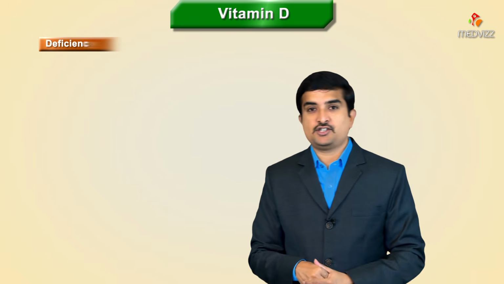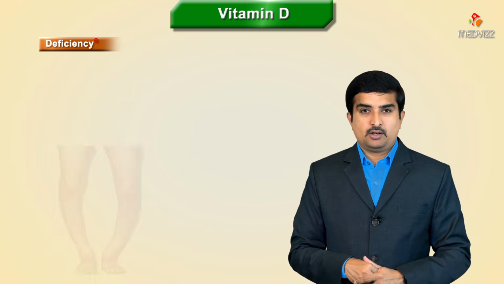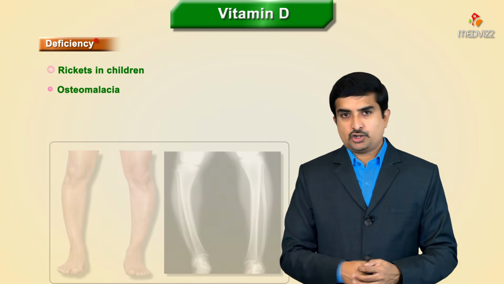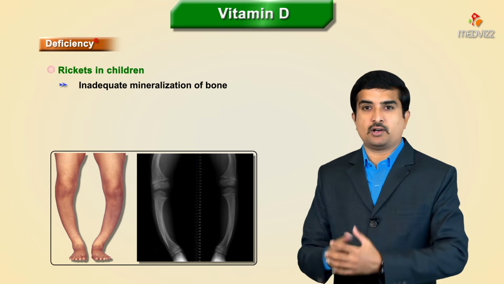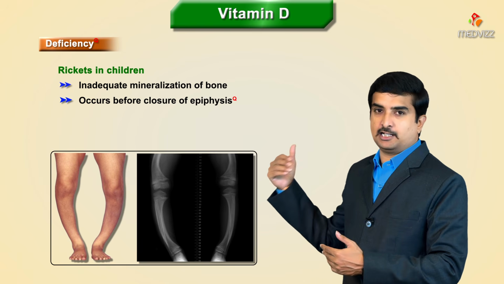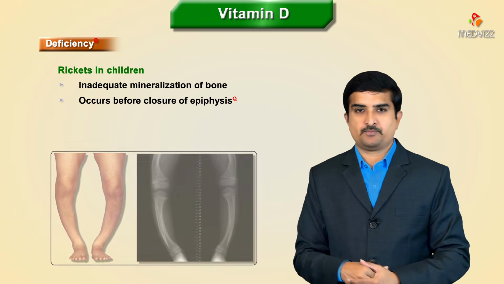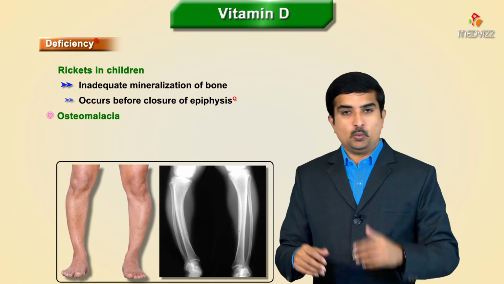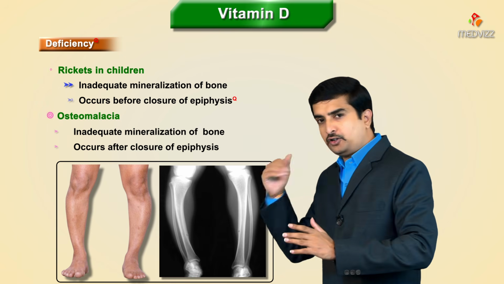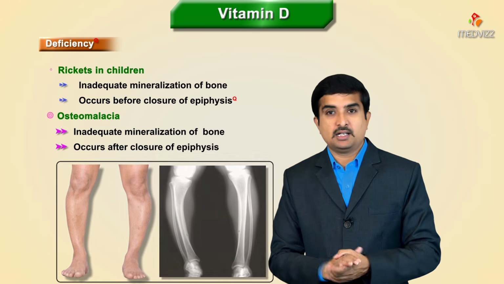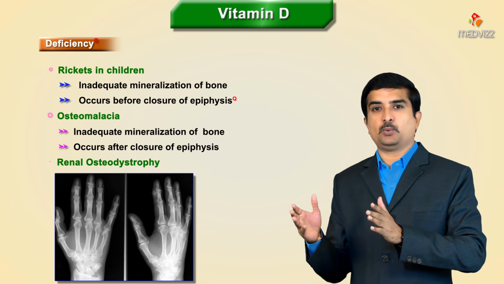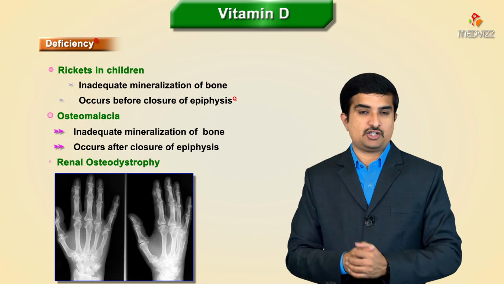And what about the deficiency manifestations? Rickets is seen in children and osteomalacia in adults. In rickets there is inadequate mineralization of bone, and it occurs before the closure of the epiphyseal plate, typically in children. And in osteomalacia there is inadequate mineralization of the bone and it occurs after the closure of the epiphyseal plate, and renal osteodystrophy in adults. So this is the difference between rickets as well as osteomalacia.